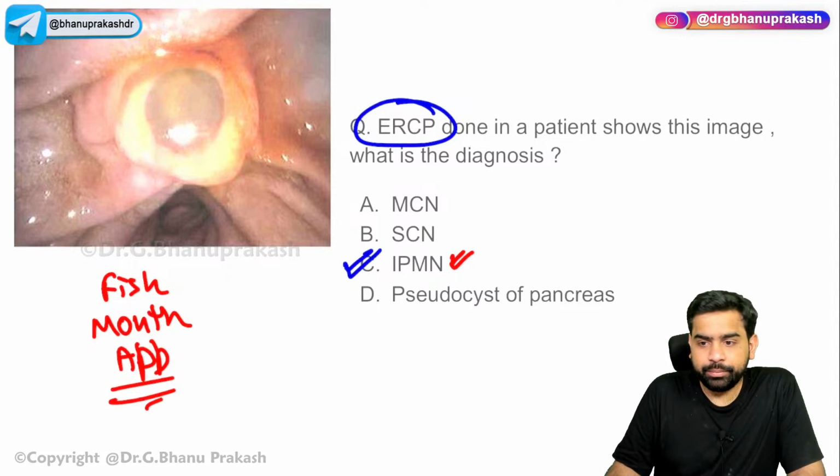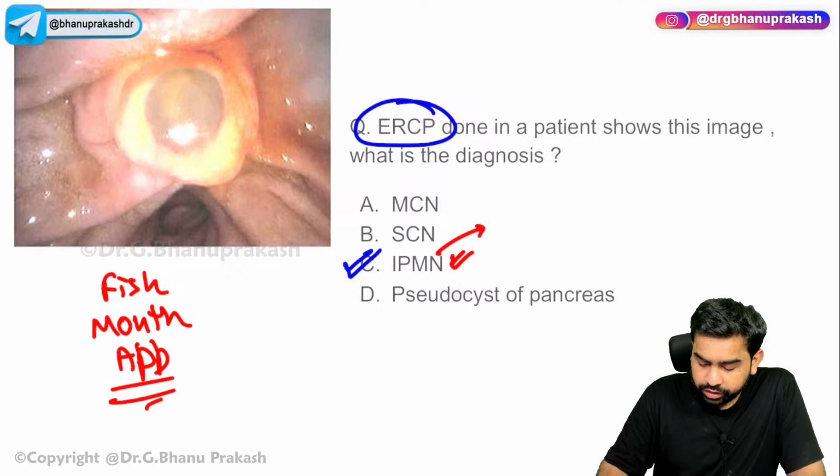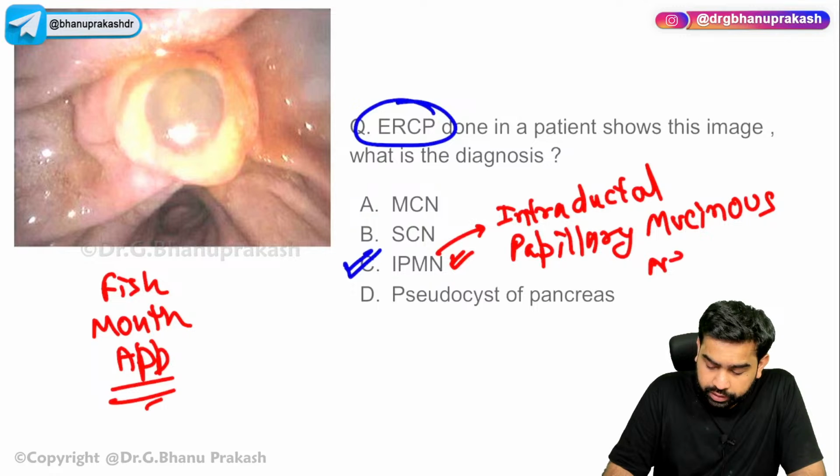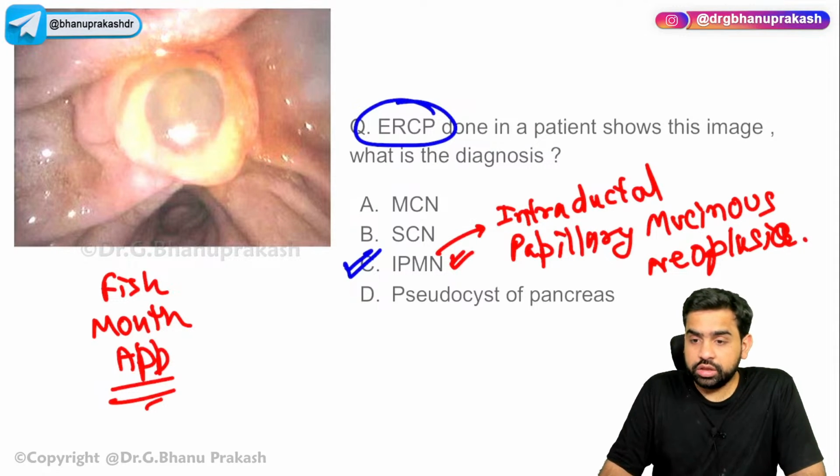What does this IPMN stand for? IPMN basically stands for intraductal papillary mucinous neoplasia. Okay, so this is what is a cystic lesion of the pancreas.